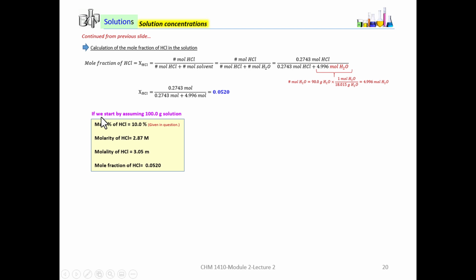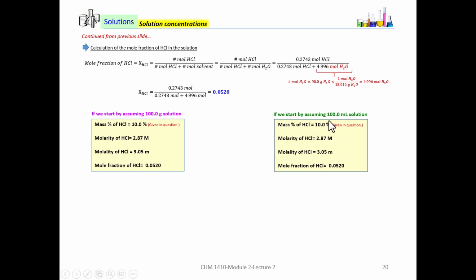So if we start solving this problem by assuming 100 grams of solution, which we just did, the 10% HCl solution turns out to be 2.87 molar, 3.05 molal, and a mole fraction of HCl of 0.0520. If we start by assuming 100 milliliters of solution, which we did originally, we get exactly the same results. So despite some differences in the intermediate numbers appearing in the calculations, the final results are identical, whether we start by assuming 100 grams of solution or 100 milliliters of solution.